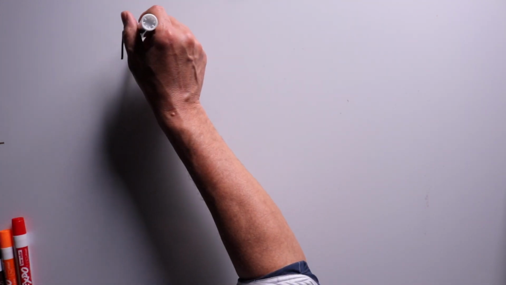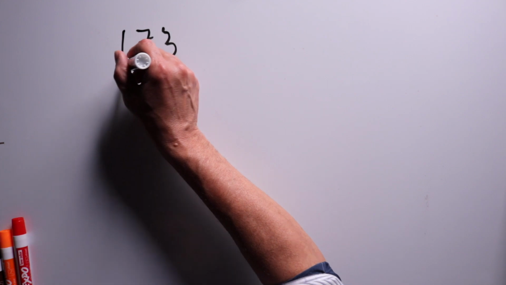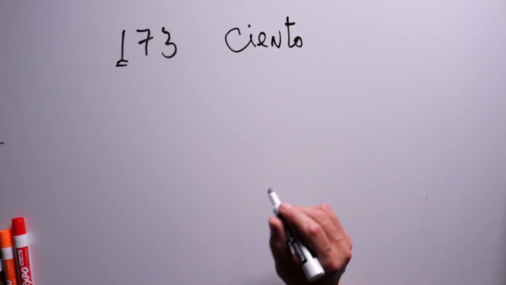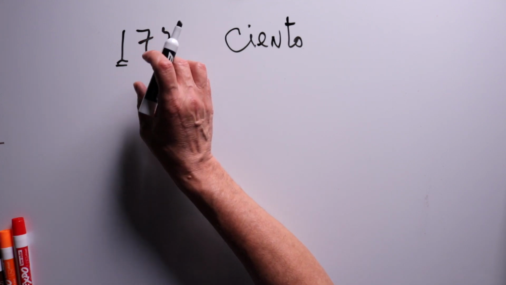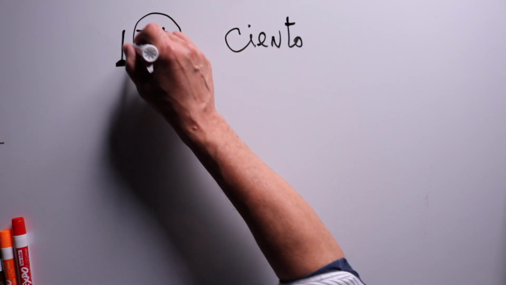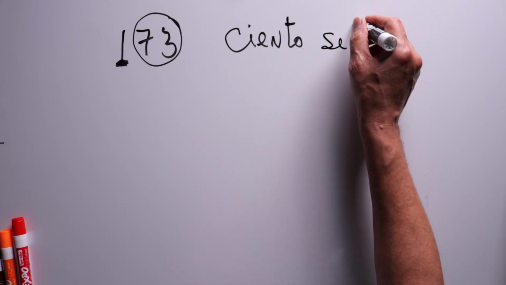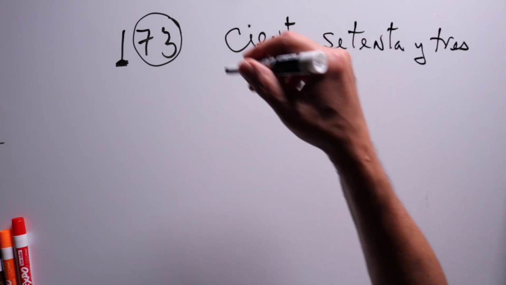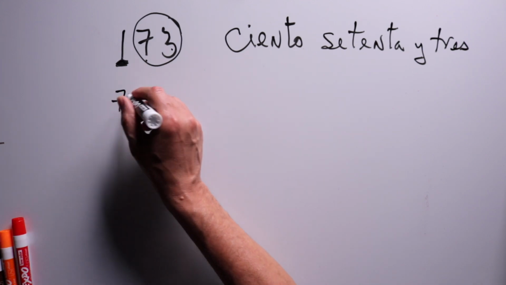Say that I give you this number. Right? What number is that? Focus on the first number, remember? Ciento, right? Why ciento and not cien? Because we have extra numbers. It's not 100 flat, it has other numbers there. So ciento, and then focus on the tens. What tens is this? Setenta, you are right. Y tres. Remember adding, right? Setenta y tres.